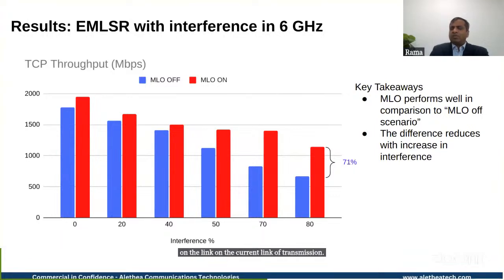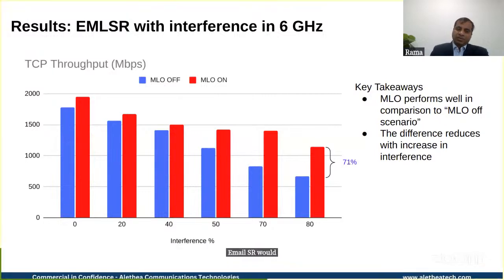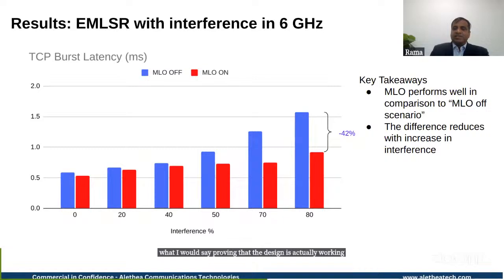So what does this say? This says that EMLSR is actually doing pretty well. I mean, given the fact that EMLSR would be a device with lesser cost and only one radio, it seems to hold off very well with interference in one of the channels. So it's kind of, I would say, proving that the design is actually working. Let's check the latency.